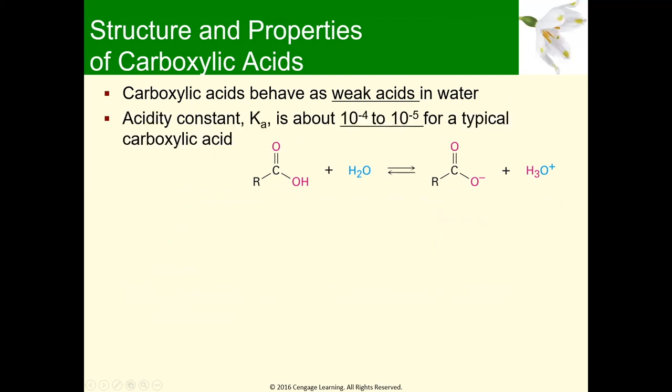Okay, now they are weak acids. Their Ka, which is the acid constant, the ionization constant, is less than 1. It's significantly less than 1. It's in the range of 10 to the -4 to 10 to the -5 for typical carboxylic acids.